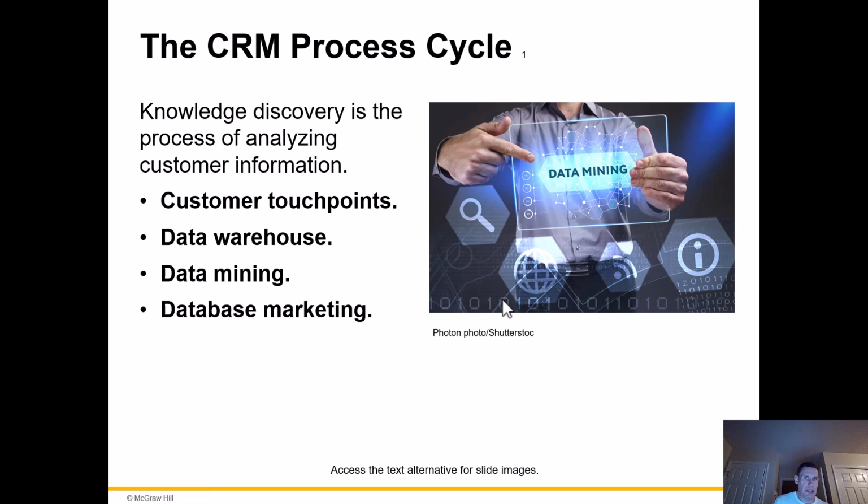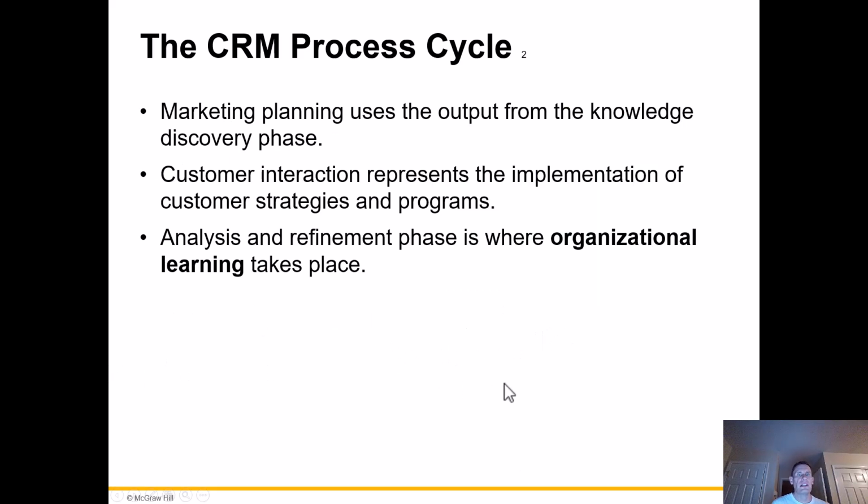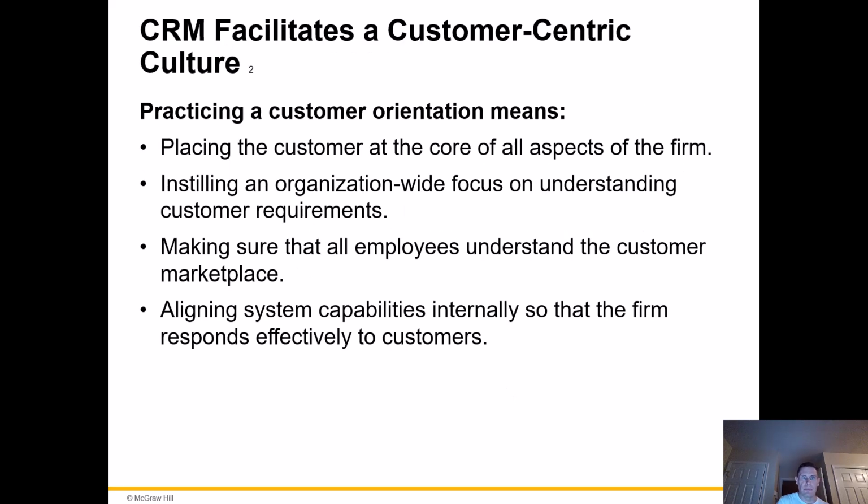Now, the CRM, customer relationship management process cycle, is a process of analyzing customer information through customer touch points. Think about every time they interact with our business, a data warehouse, data mining, and of course, database marketing. Now, marketing planning uses the output from the knowledge discovery phase. So customer interaction represents the implementation of customer strategies and programs. Analysis and refinement phase is where organizational learning takes place. This is where, if there are new things to be learned, if things have changed, this is likely where we would find that out.